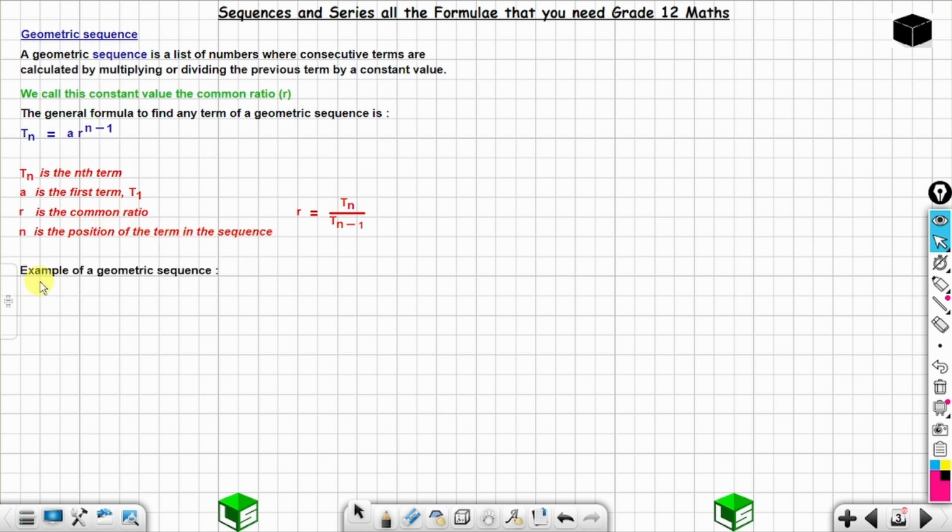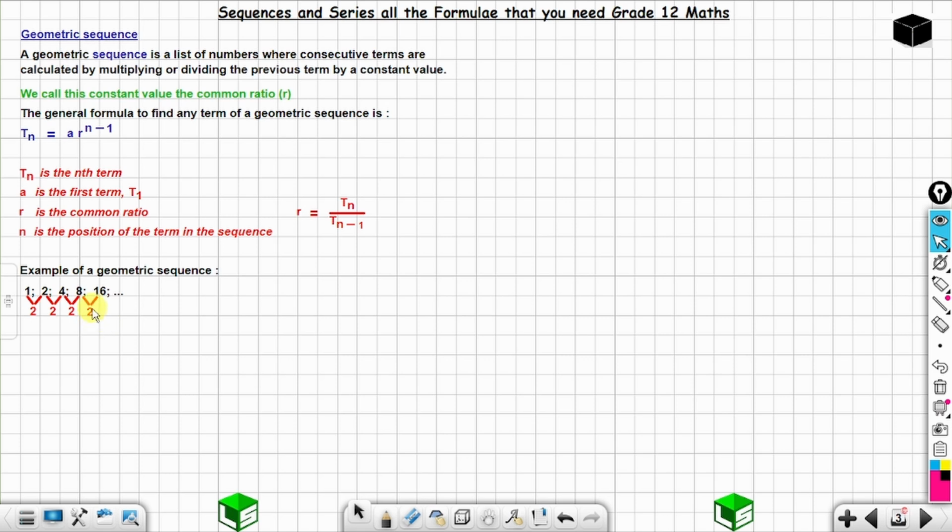Now, let's see an example of a geometric sequence. You can have something like this. Which constant value is used to find consecutive terms? From 1 to 2, there is multiplication by 2. 1 times 2, you have 2. From 2 to 4, there is multiplication by 2. 2 times 2, you have 4. From 4 to 8, multiplication by 2. From 8 to 16, multiplication by 2.